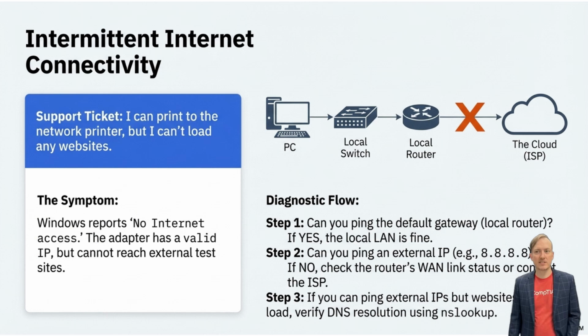Follow this diagnostic flow. Step 1, ping the default gateway or local router. If yes, the local LAN is fine. Step 2, ping an external IP like 8.8.8.8. If no, check the router's WAN link status or contact the ISP. Step 3, if you can ping external IPs but websites won't load, verify DNS resolution using the nslookup command.